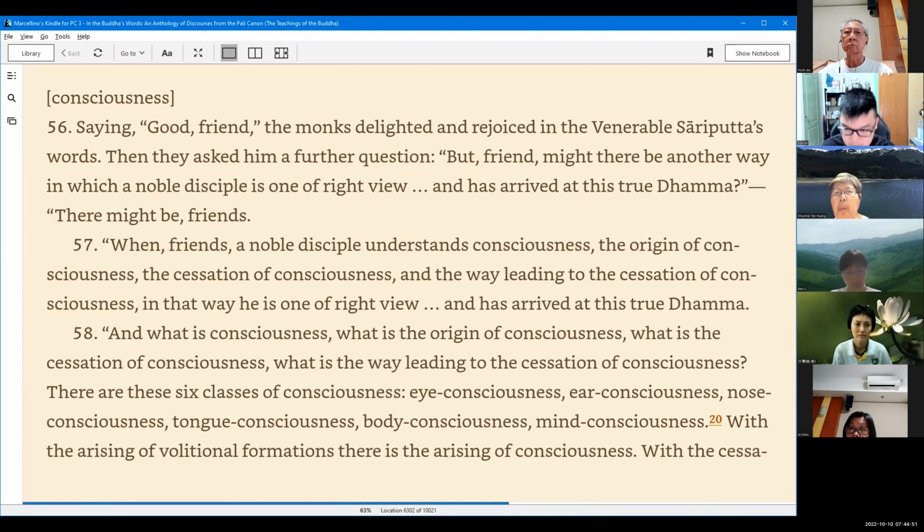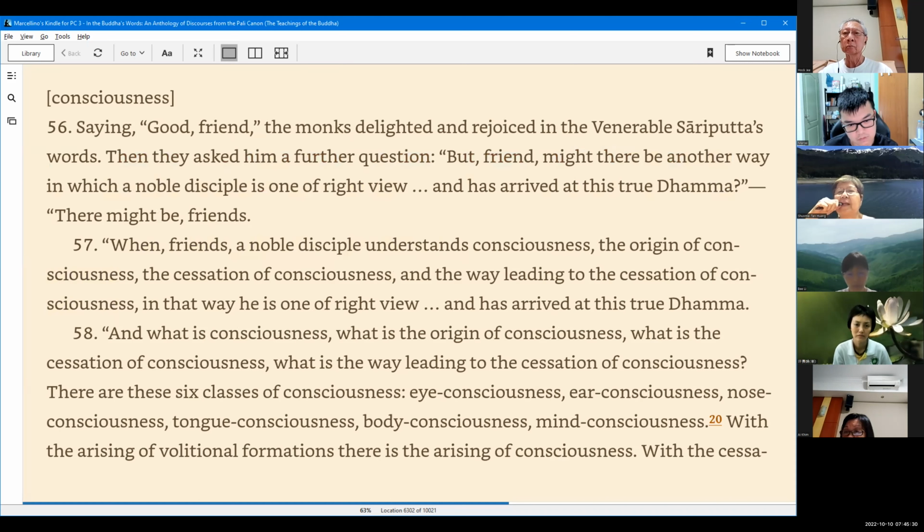Consciousness, saying, "Good friend," the monks delighted and rejoiced in the Venerable Sariputta's words. Then they asked him a further question. "But friend, might there be another way in which a noble disciple is one of right view and has arrived at this true Dharma?" "There might be, friends. When, friends, a noble disciple understands consciousness, the origin of consciousness, the cessation of consciousness, and the way leading to the cessation of consciousness, in that way he is one of right view and has arrived at this true Dharma."